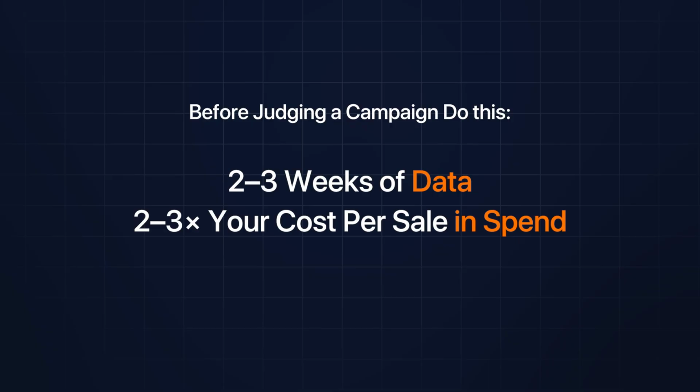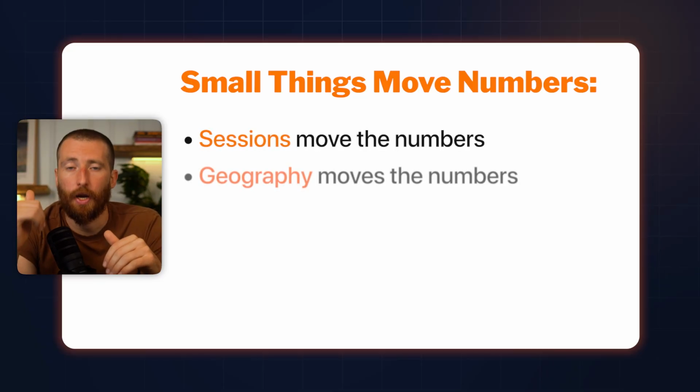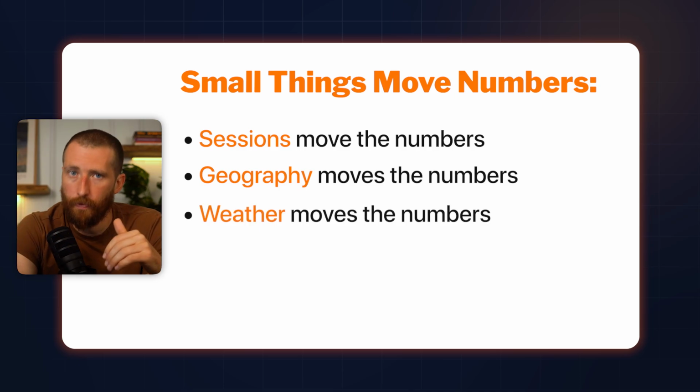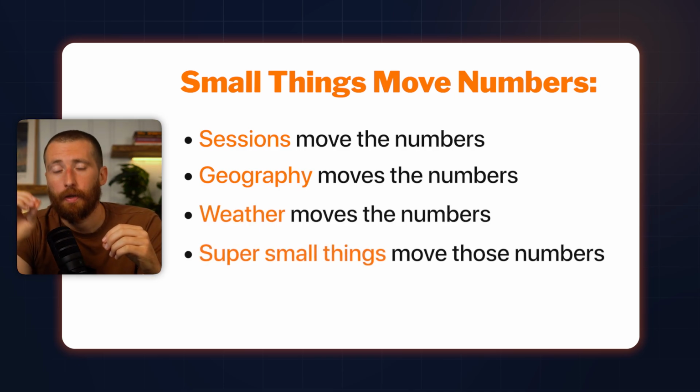Seasons move the numbers. Geography moves the numbers. Weather moves the numbers. Super small things move those numbers. So if you're judging a campaign on like 3 days of data, you're going to make mistakes and you're going to kill things that you shouldn't, and you're going to scale things that you shouldn't. And that's pretty much the whole thing.